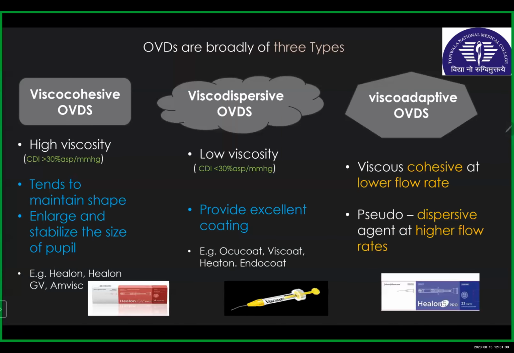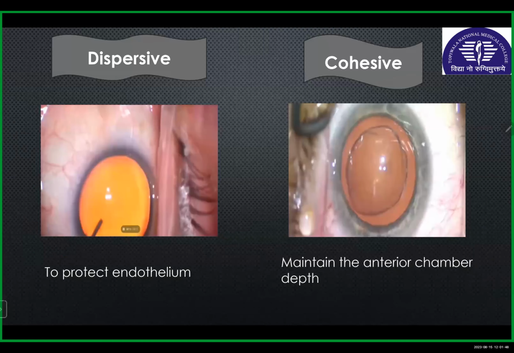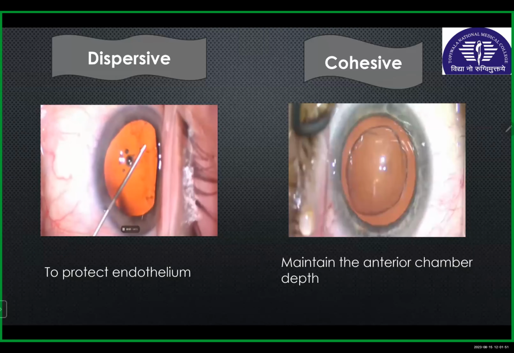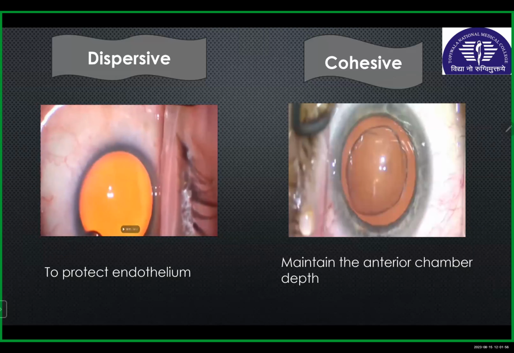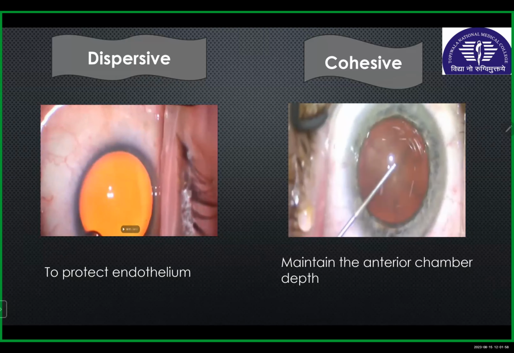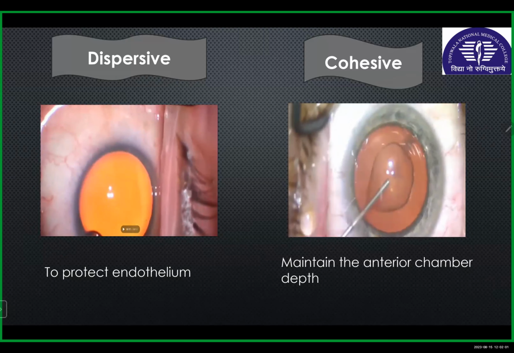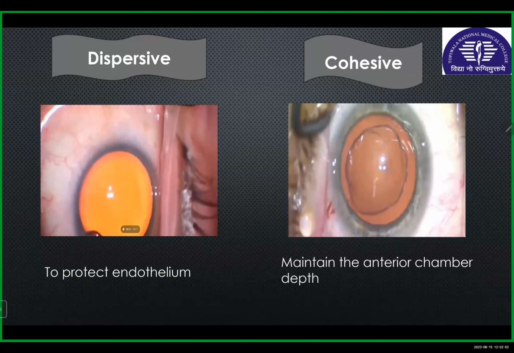OVDs are broadly classified into three types: viscocohesive, which has a high viscosity. It tends to maintain the shape and to enlarge and stabilize the size of the pupil. Viscodispersive, having low viscosity, provides excellent coating over the corneal endothelium. Viscoadaptive is cohesive at a lower flow rate and dispersive at a higher flow rate. In this video, we can see a dispersive OVD is instilled in an eye, and it provides protection to the corneal endothelium. In the second video, first we instill the dispersive OVD and then the cohesive OVD to maintain the anterior chamber depth, and then we do the capsulorhexis.